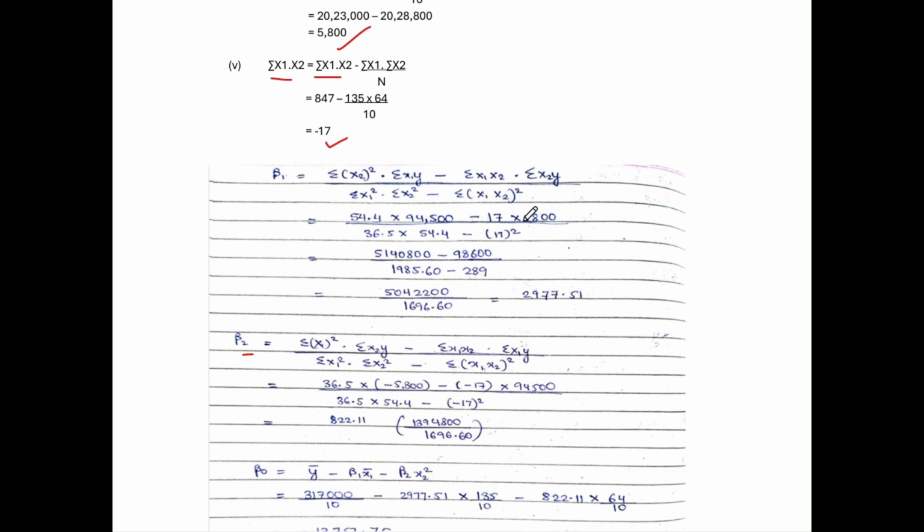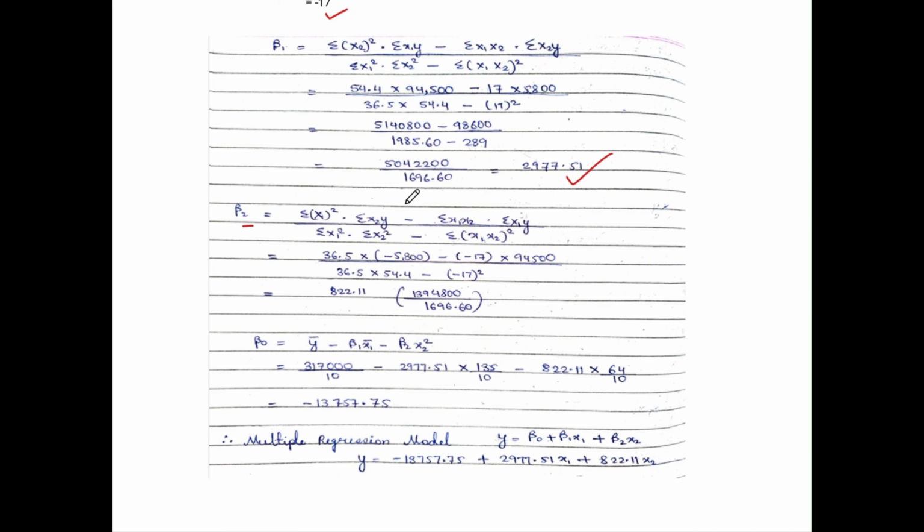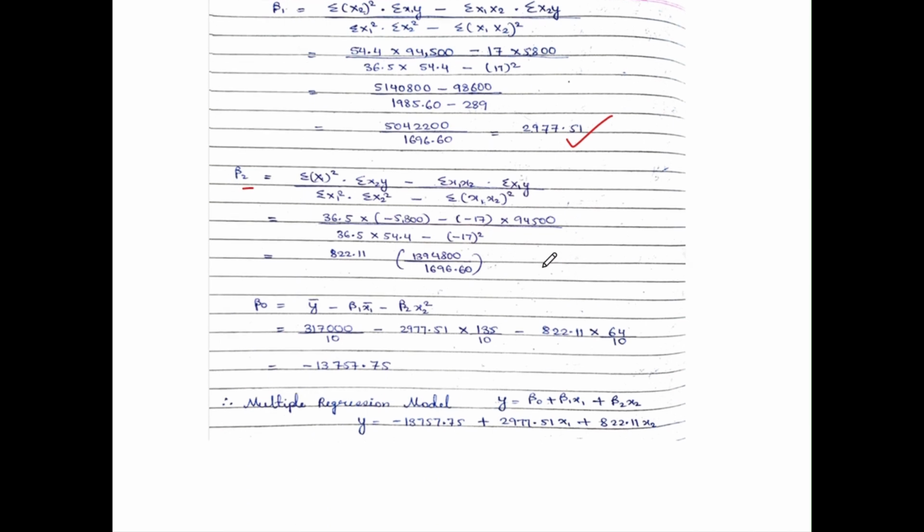If we put the numbers in this formula, we will get 2977.51. In the same manner, we will calculate for beta 2. Now, we'll calculate beta 0. The beta 0 formula is y bar minus beta 1 x1 bar minus beta 2 x2 bar. If we further put the numbers, we will get minus 13757.75.